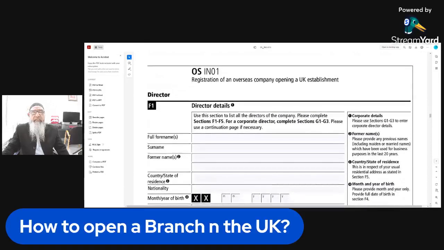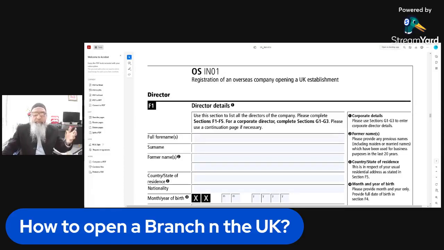And then comes the director details. Director details, use this section to list all of the directors of the company. Please complete section F1 to F5. For a corporate director, complete section G1 to G3. Please use a continuation page if necessary.